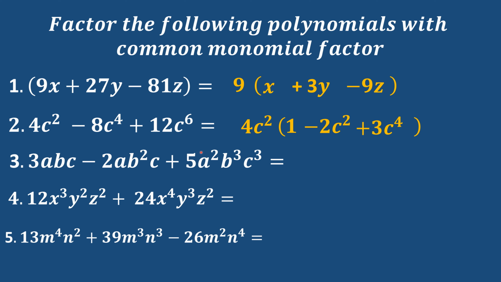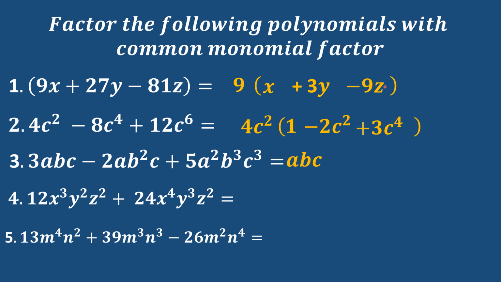Let's proceed to number 3. So the 3, 2, and 5 are our constants. But so far there's no common factor. For that, we have to consider the variables. The a, b, c is common to the three terms. Among the a, b, and c, a to the 1, b to the 1, and c to the 1 is our least. It is the variables abc with the least exponent. So therefore, abc is our common monomial factor.